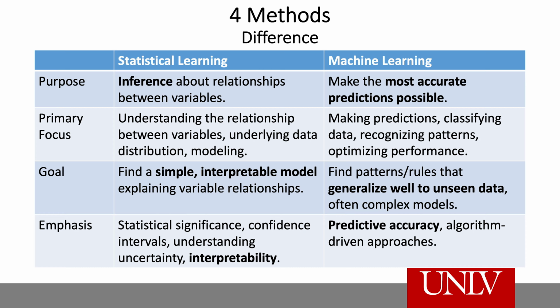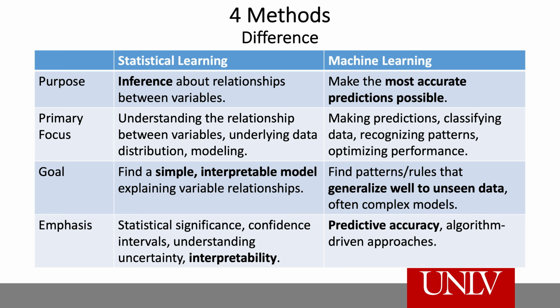Machine learning, on the other hand, prioritizes predictive performance. It allows models to become more complex if doing so improves accuracy. Interpretability may be lower, but machine learning systems excel at recognizing patterns and making predictions in real-world environments.